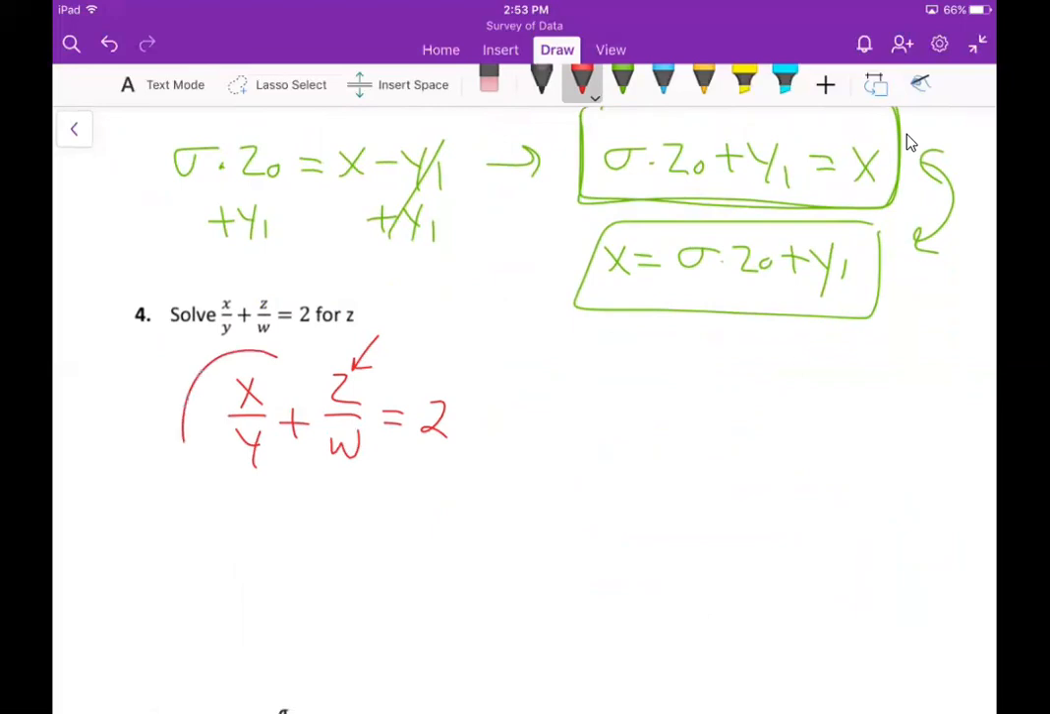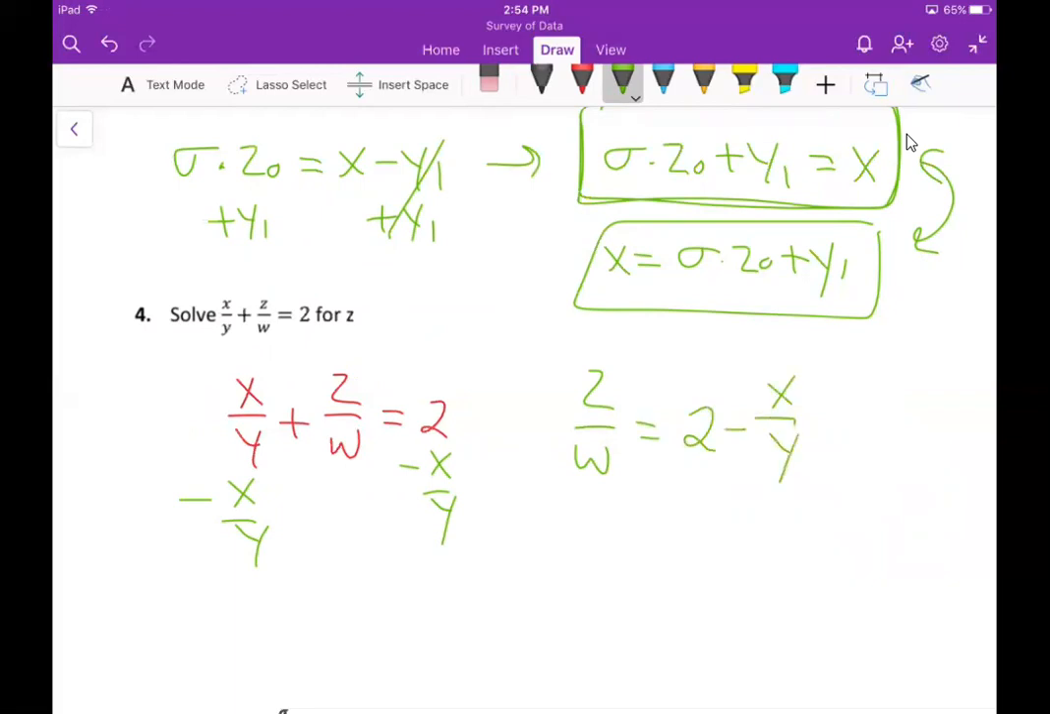That means that this entire term is just being added to a term with my unknown. That means I can just simply subtract this entire term from both sides. It will move that term away from the unknown I want to solve for. 2 cannot be combined with X over Y. There are no common variables there. So now we just have Z over W equals 2 minus X over Y, but I can move that entire term because it's being added to my Z term here.